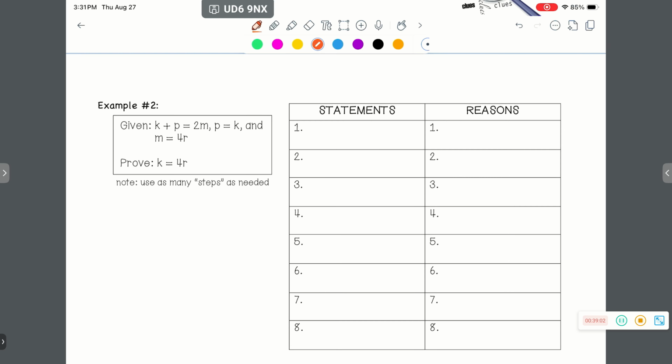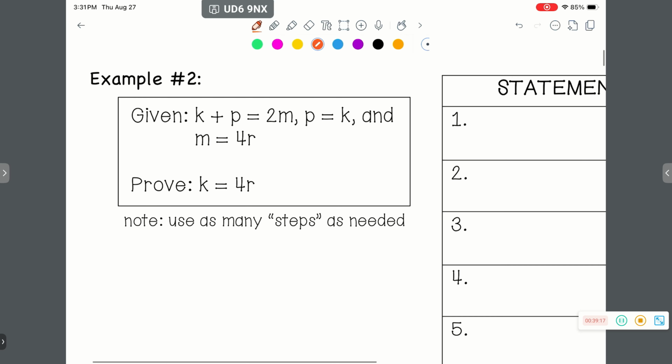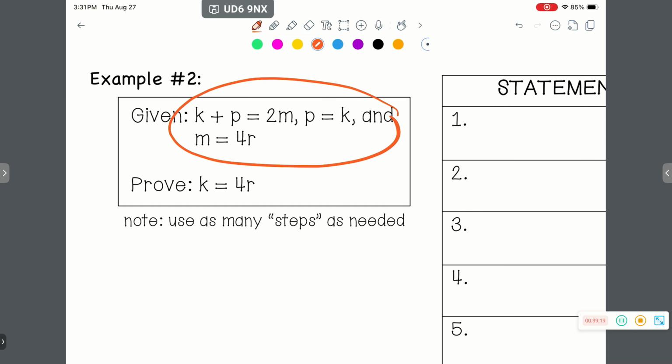Just have yourself a pencil. All right, so we're still living in the land of algebra here, right? So there's nothing geometric about this whatsoever yet, but we're just going to step up the difficulty just a notch. Okay, here we go. Look at all these givens. There are 3 separate givens here, and then they want us to prove that K equals 4R.